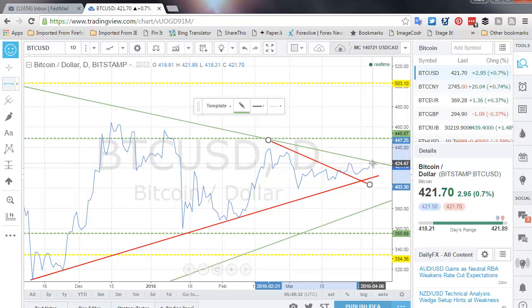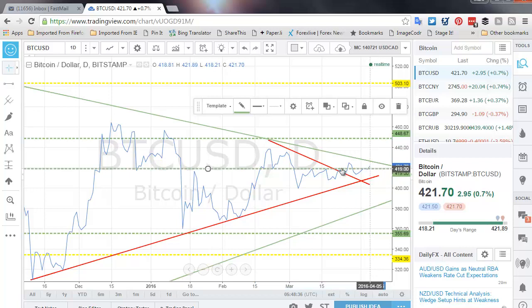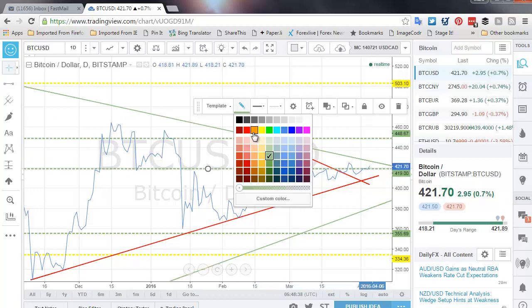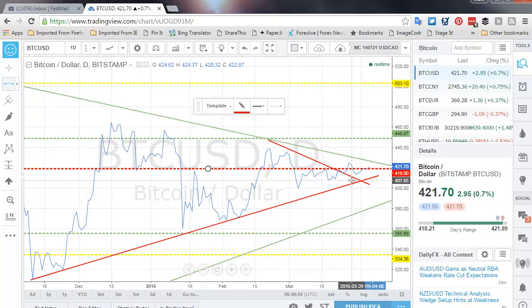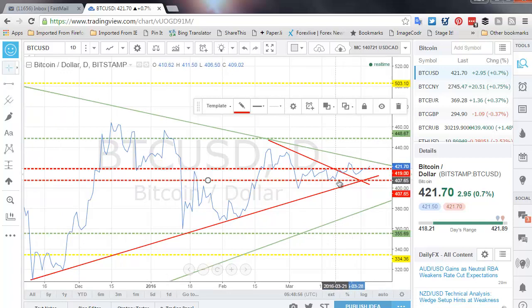There's a line there, there's a line there. That one's probably the most pertinent one. The reason it's pertinent is because it's got a touch here, a touch here, a touch here, and a touch here, and it's testing that level at the moment. The one below that is harder to pin down, because there are in fact only 2 touches in it, and there are no touches in the recent past.